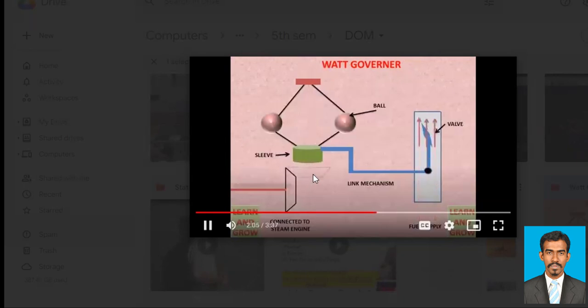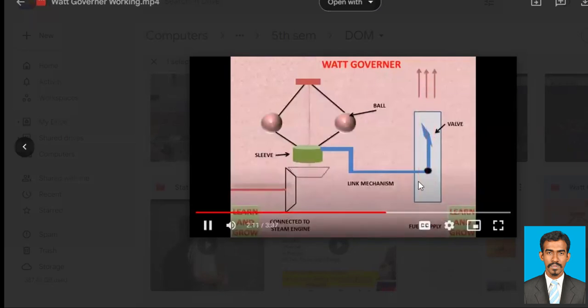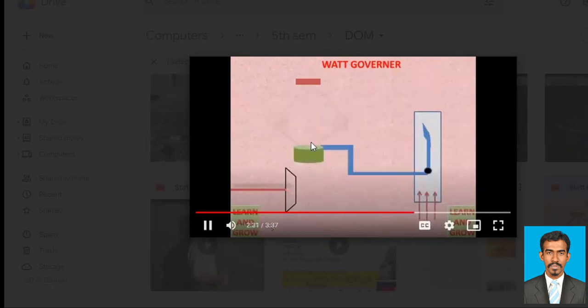So when this shaft rotates, you can see here the fuel supply would be going to the necessary position through this valve. When we increase the speed, which means this shaft would be rotating at high speed, what will happen? This sleeve will move up. So when this one moves up, now you see here, when the speed is increasing, this will move up.